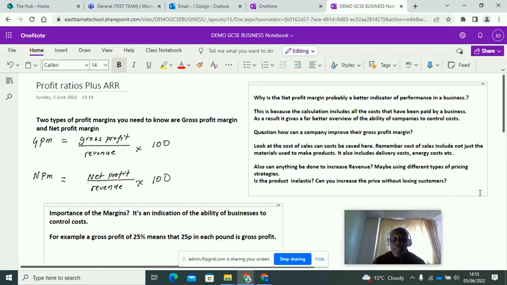Okay. And also the revenue. Is there anything that can be done with the revenue? Maybe using different types of pricing strategies. Is the product inelastic? In other words, if you increase the price, do you think the demand will change? If it's an inelastic product, maybe that's an opportunity to increase the price potentially, without losing any customer. So these are things that have to be looked at. These are very, very important parts of this, which you need to learn.